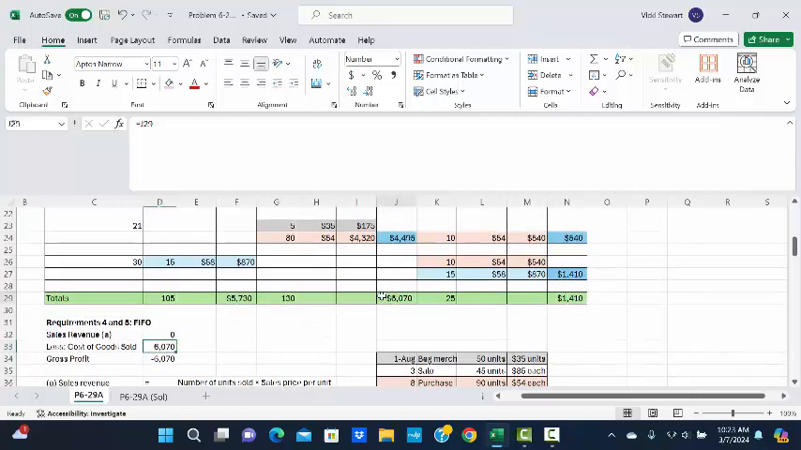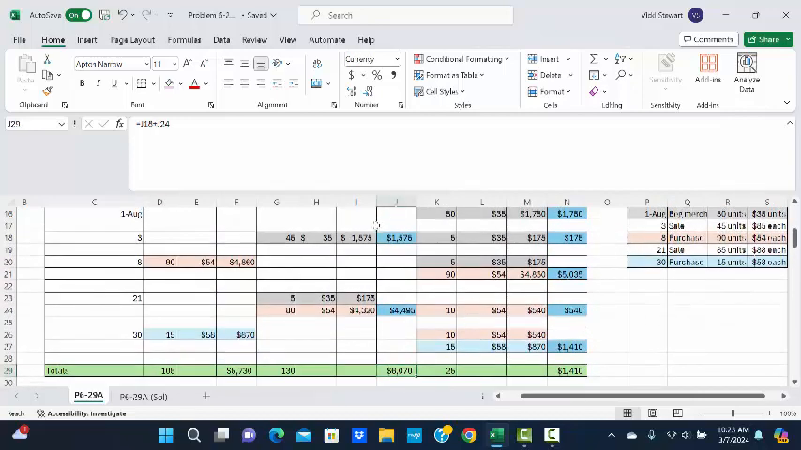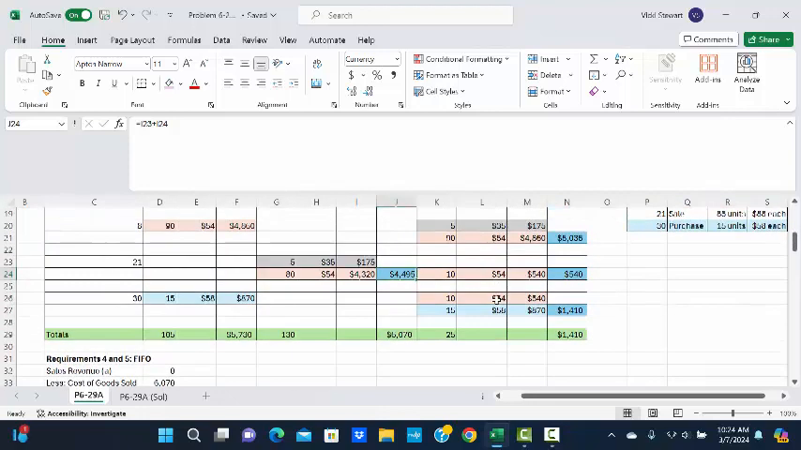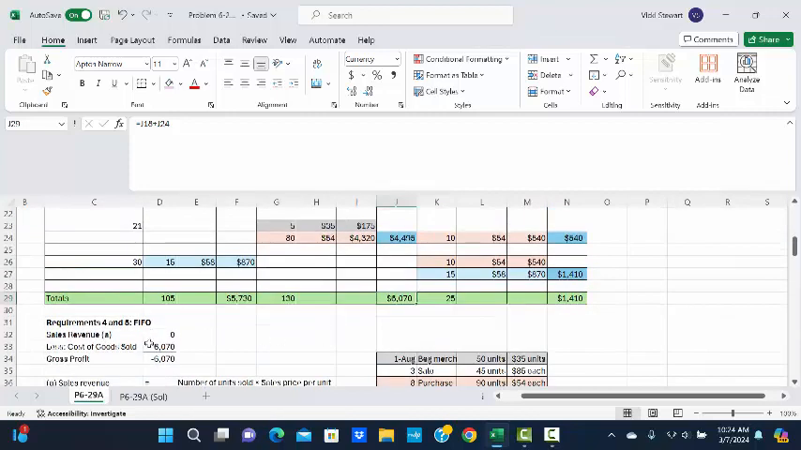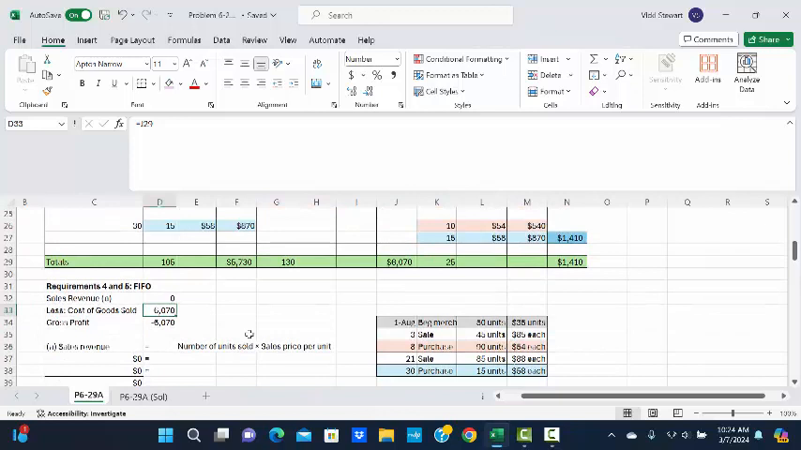Requirements 4 and 5 asked us to give the cost of goods sold under requirement 4 and then the gross profit. So the cost of goods sold would be equal to the cost of goods sold for the August 3rd sale of $1,575 plus the cost of goods sold for the sale on August 21st of $4,495. And the spreadsheet has added those two amounts together and it's $6,070.